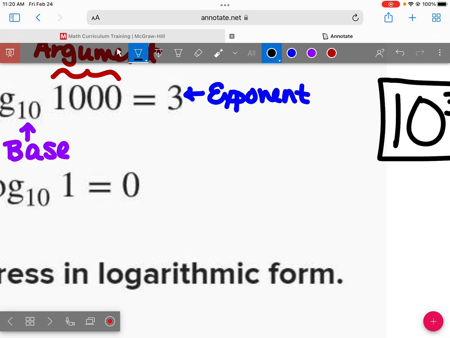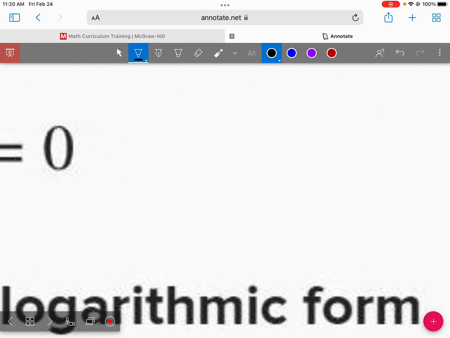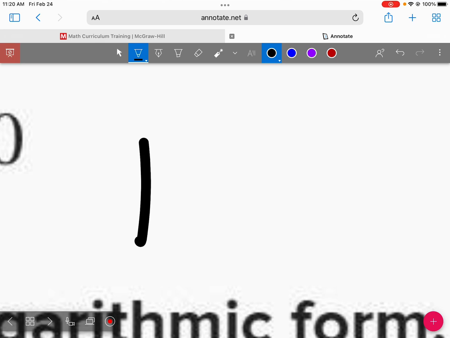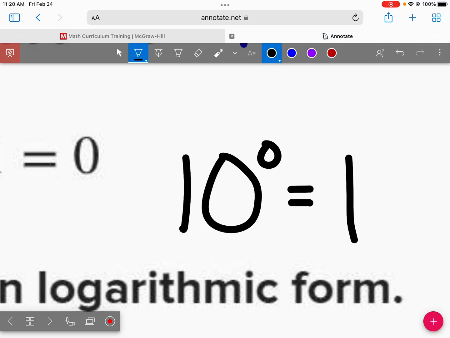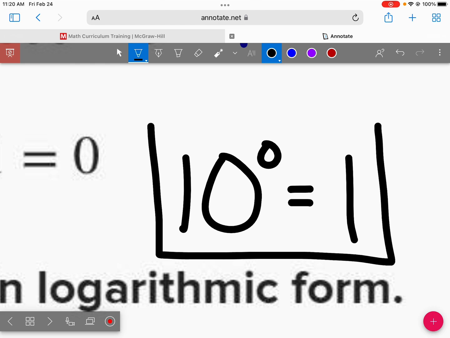Number 2, what will this one look like when rewritten into exponential form? 10 to the 0 power equals 1. Is that true? Yes, anything to the 0 power is equal to 1. Is 10 to the third actually equal to 1,000? Yes, and you can check it how? Put it in your calculator. 10 to the third power in your calculator should give you 1,000.